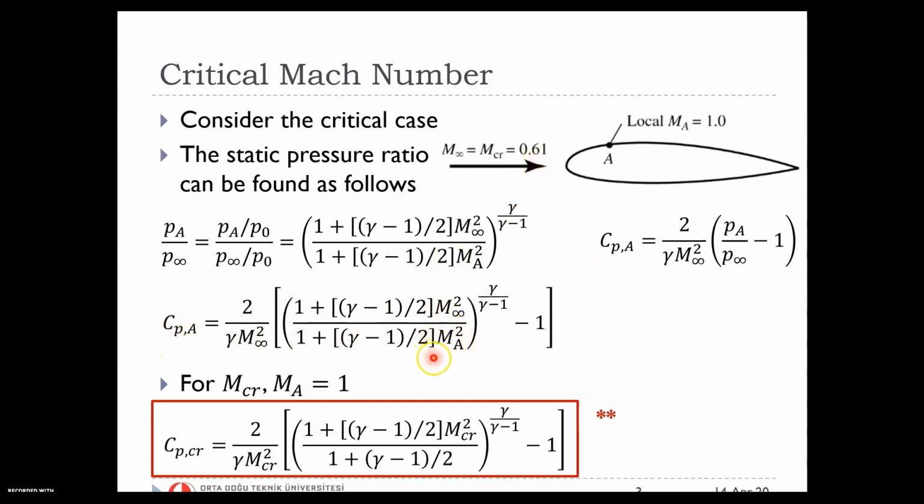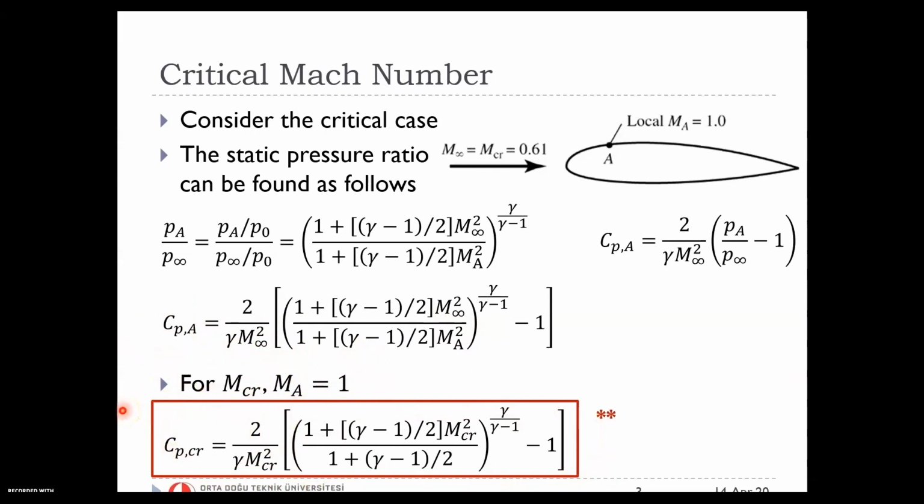Okay, but we are interested in the critical Mach number. So we are looking for the Mach infinity value that will give us sonic speed at point A at the minimum pressure location. So if we would like to have Mach number 1 at point A, we can replace this MA term with 1. Then we can replace the Mach infinity term with Mach critical, and in that case the pressure coefficient we will obtain would be the critical pressure coefficient. And finally, by doing all these substitutions, we achieve this equation.